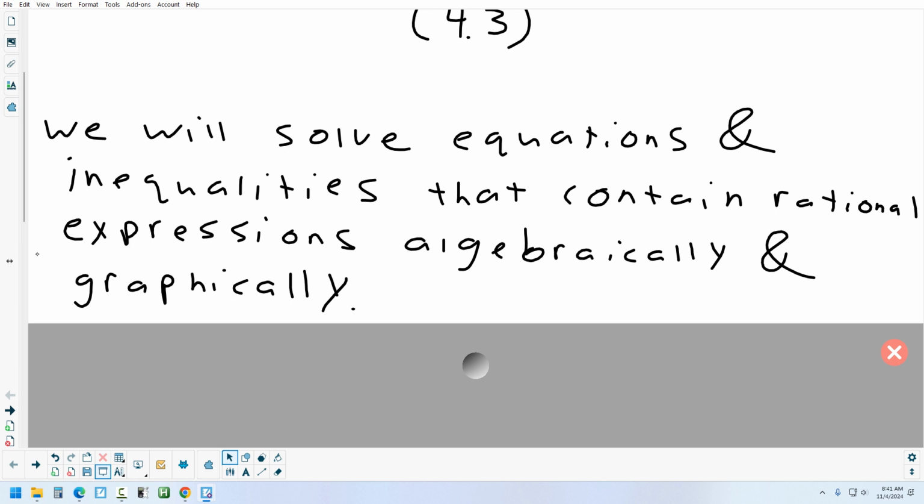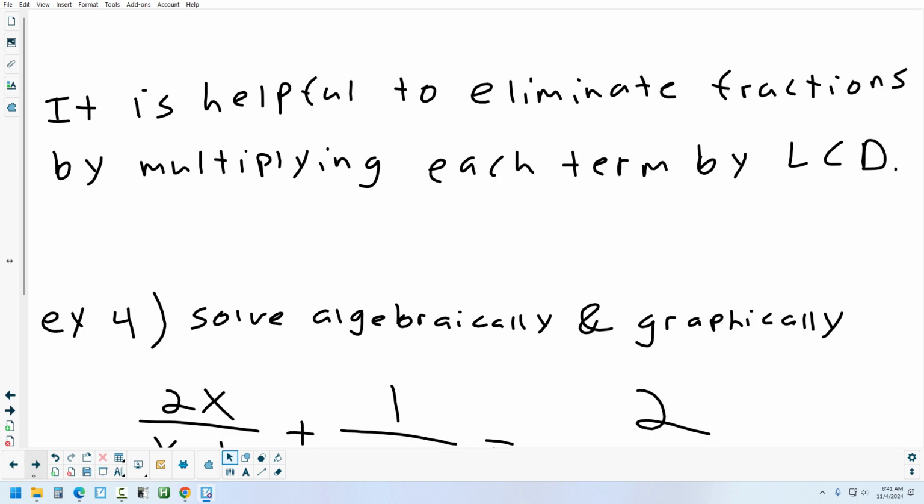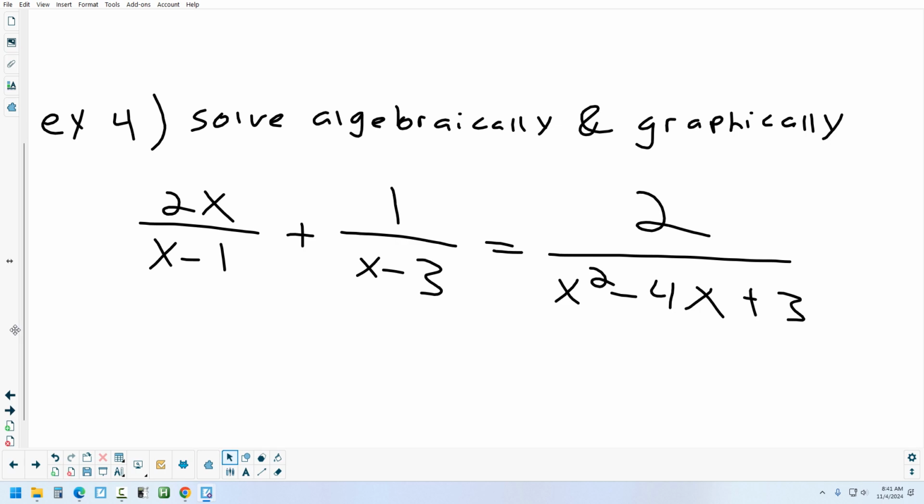So what do the equations look like that we're going to solve? Well, they're all going to have rational expressions in them. Okay, that means that they're going to have fractions. So an example of something that we'll be solving would be like that. Okay, we're a ways away from doing this, but that's the kind of problems we're going to look at.